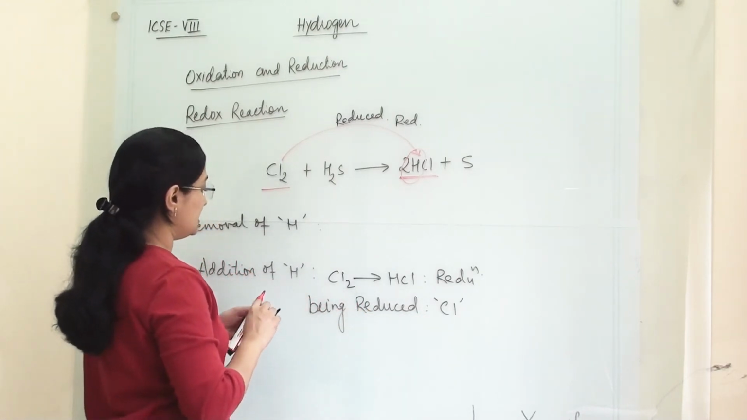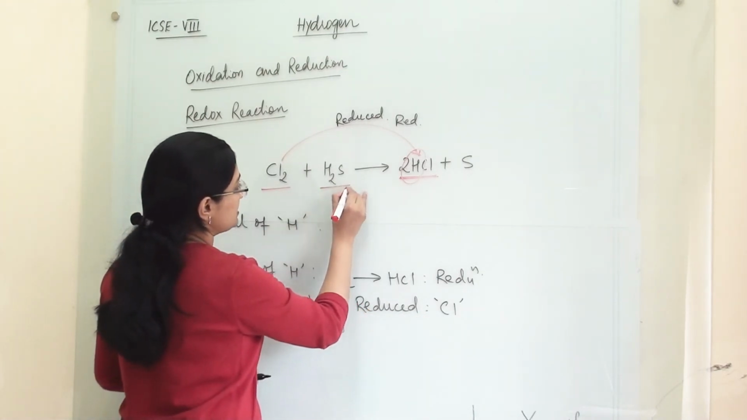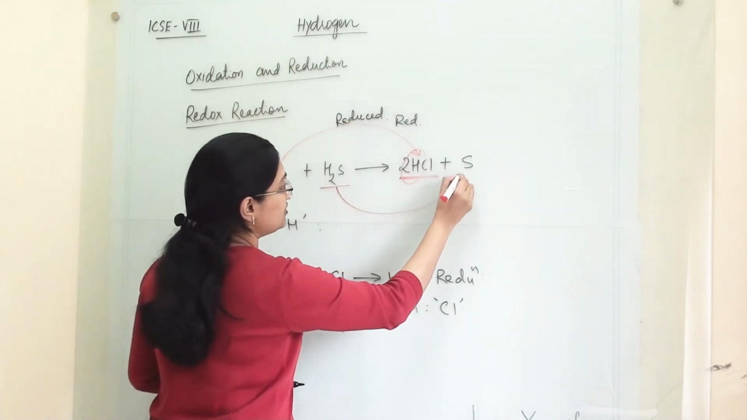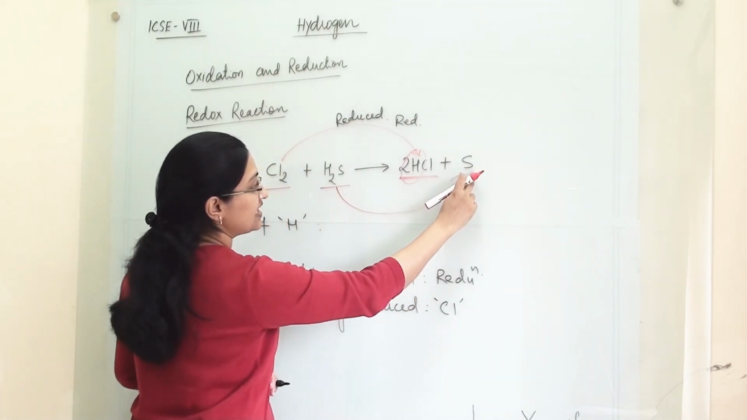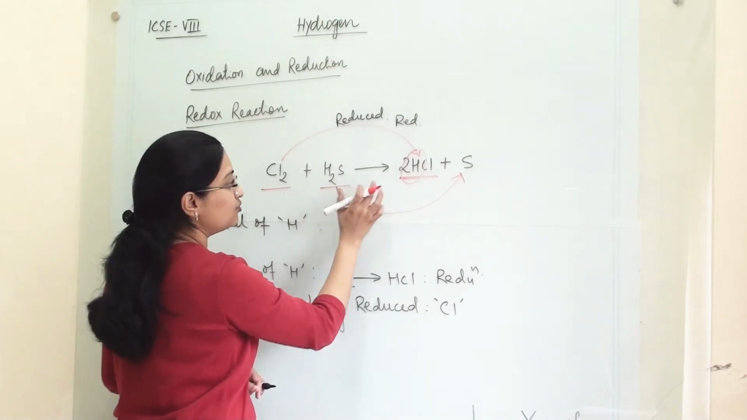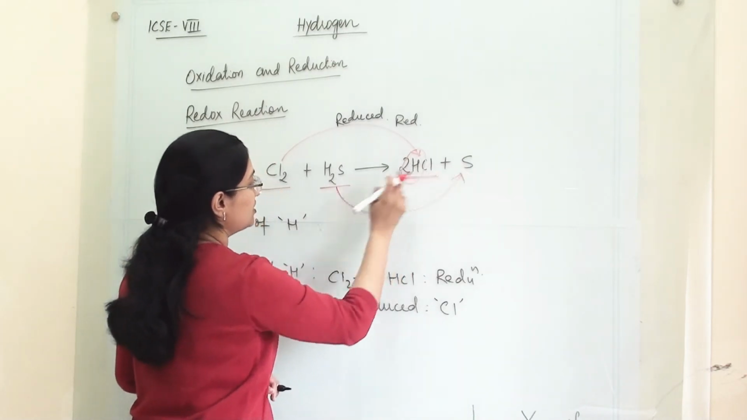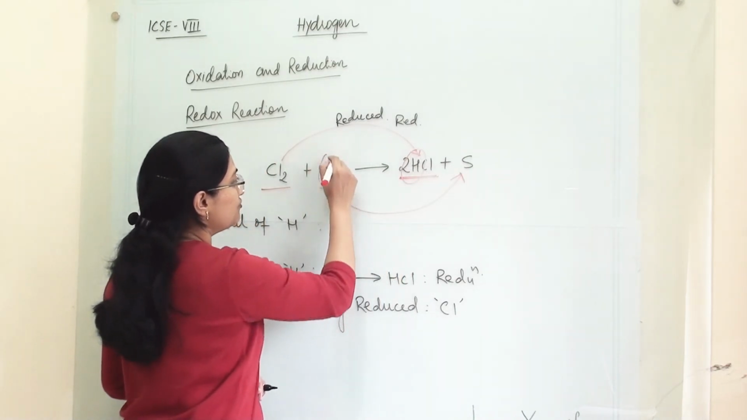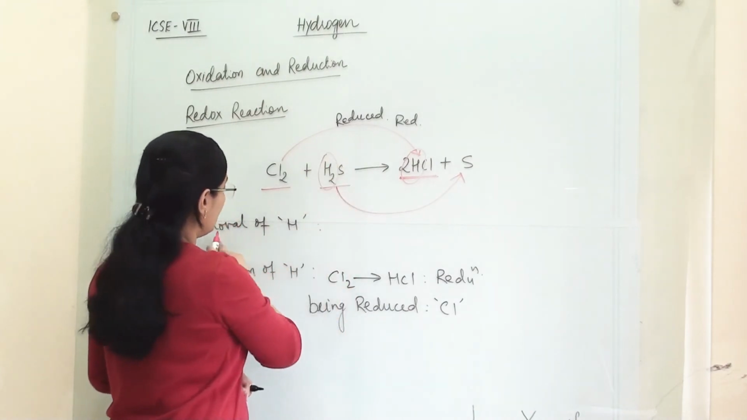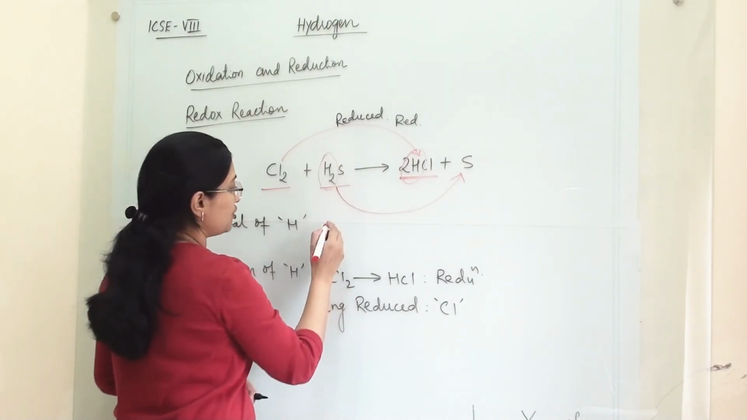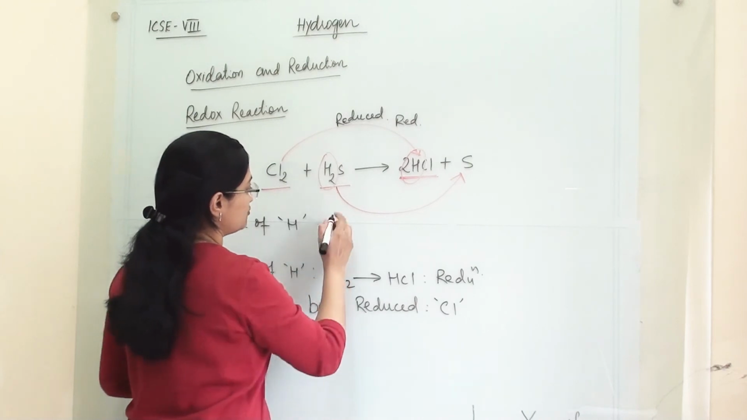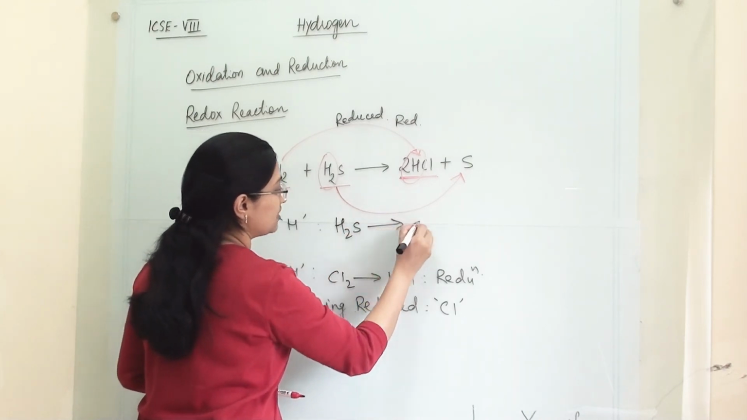Now we will see about H2S. This is H2S. After reaction it will become only S. So hydrogen sulfide will become only sulfur. So hydrogen has been removed from this. So removal of hydrogen is from H2S. So H2S has become sulfur.